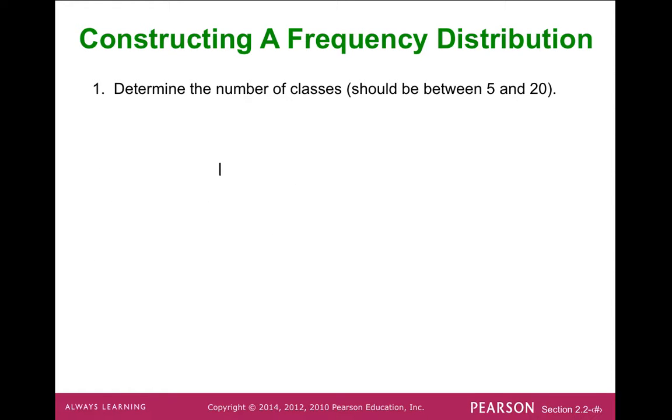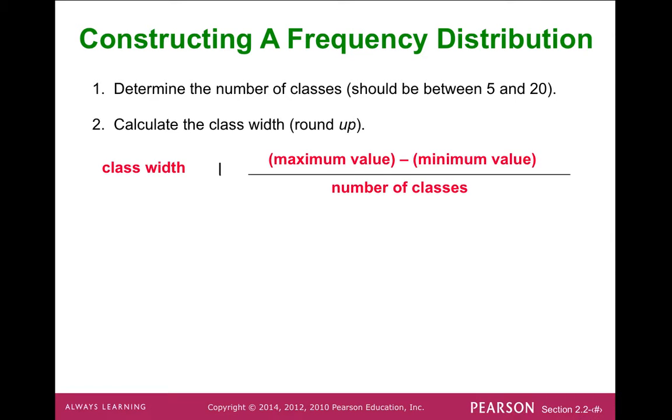So, let's talk about the actual steps for constructing a frequency distribution. The first thing is that you're going to determine the number of classes. You don't want too many and you don't want too few. The general rule of thumb is somewhere between 5 and 20 classes. Then you're going to calculate your class width, and you always want to round up. So your class width is going to be your maximum value that will fit within a class minus your minimum value divided by the total number of classes that you have.